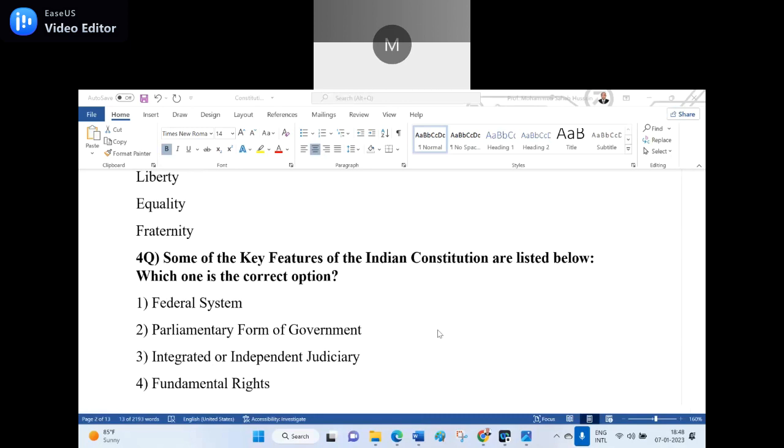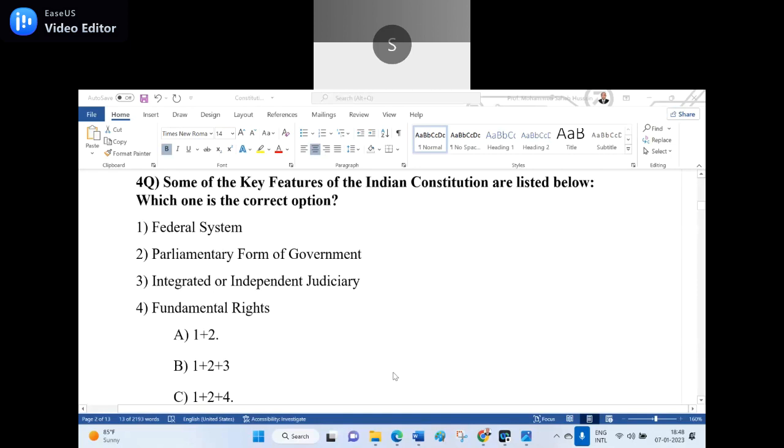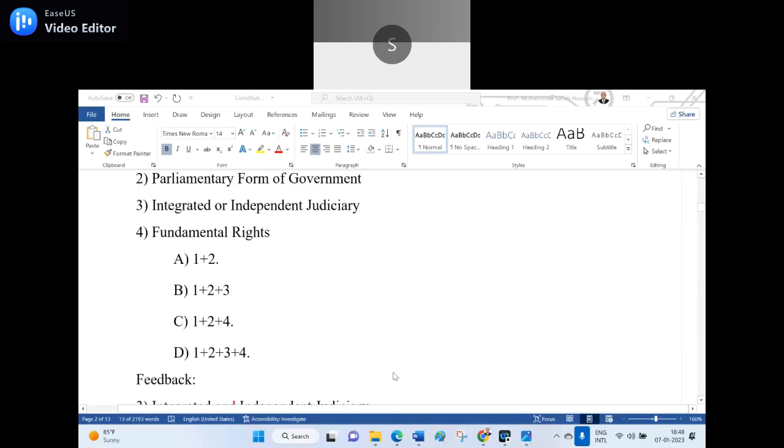Some of the key features of the Indian Constitution are listed below. Which one is the correct option? Option 1, federal system. Option 2, parliamentary form of government. Option 3, integrated or independent judiciary. Option 4, fundamental rights.